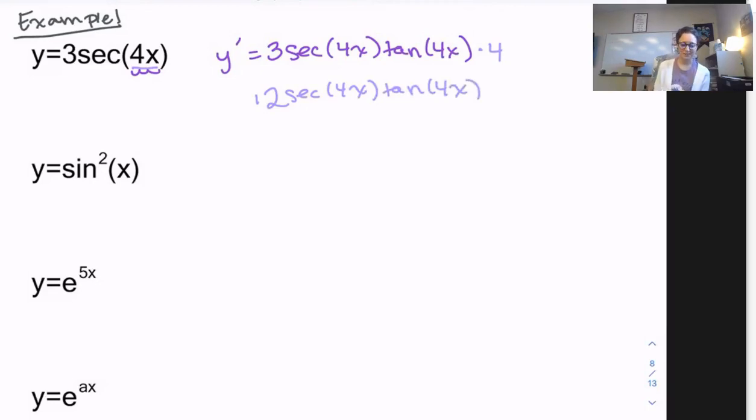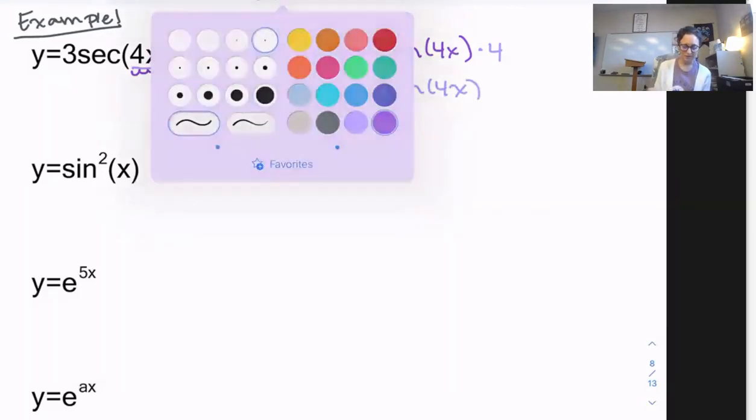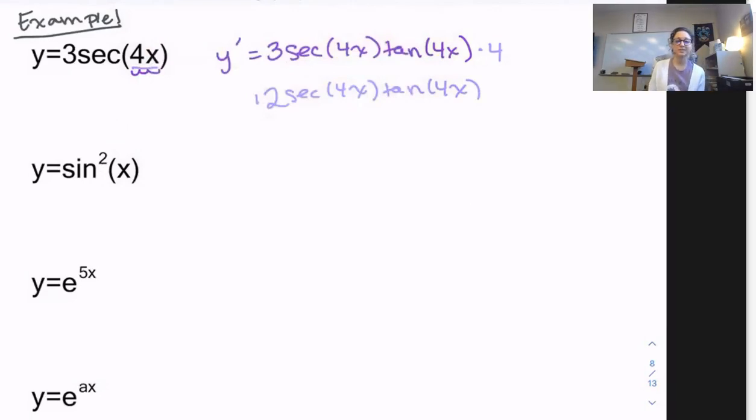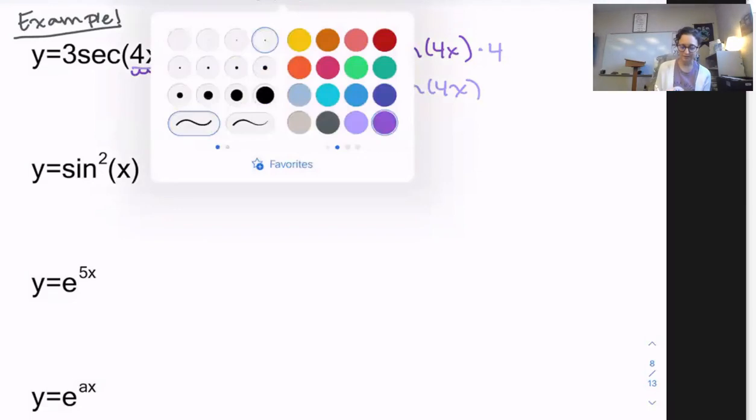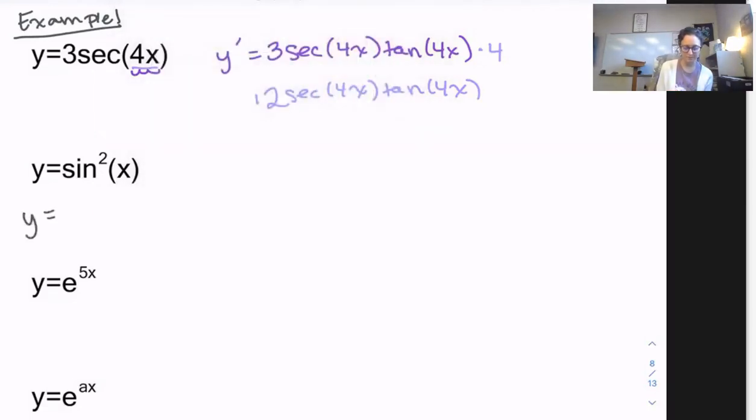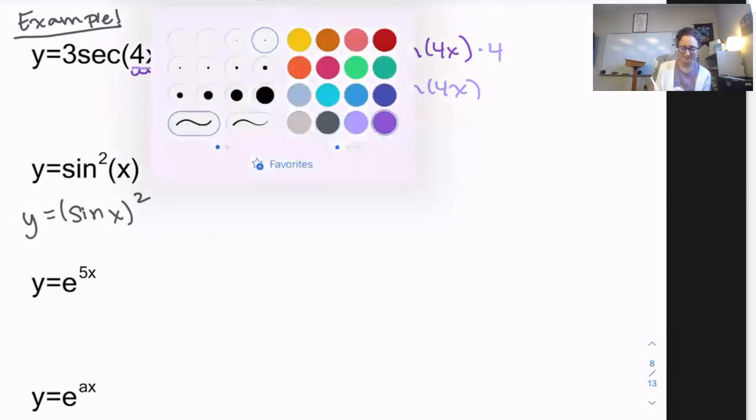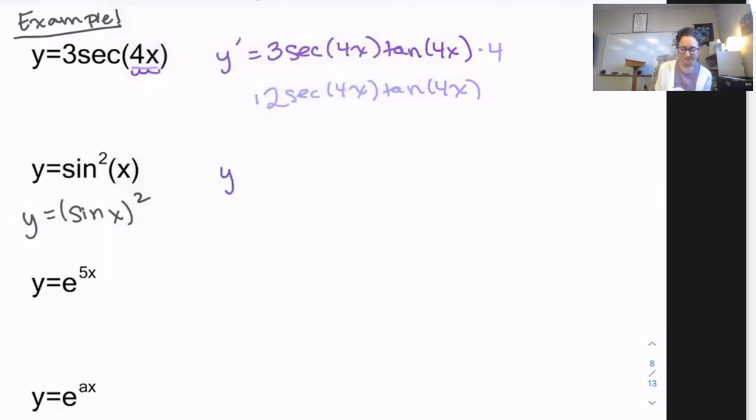Okay, for the second one, we have y equals sine squared of x. Now remember, when you're doing these, the very first thing I want you to do is rewrite. Always rewrite your trigs if they have an exponent in them like that, because we have to be very clear on what the outer and the inner functions are. So in this case, what is your outer? Your outer is that square. So I'm going to deal with that first.